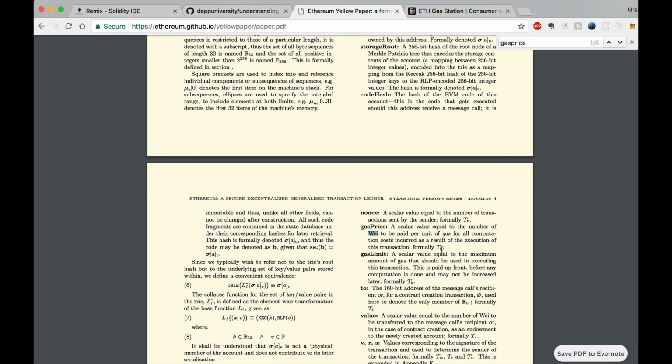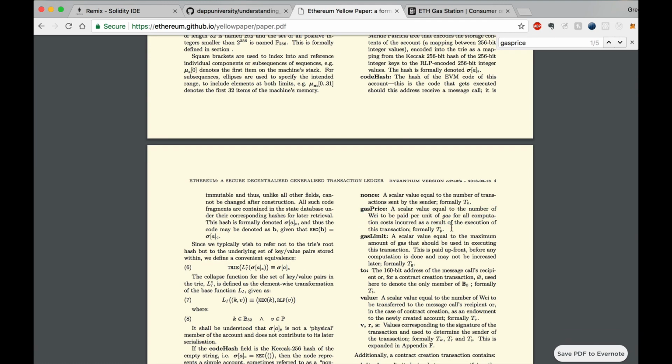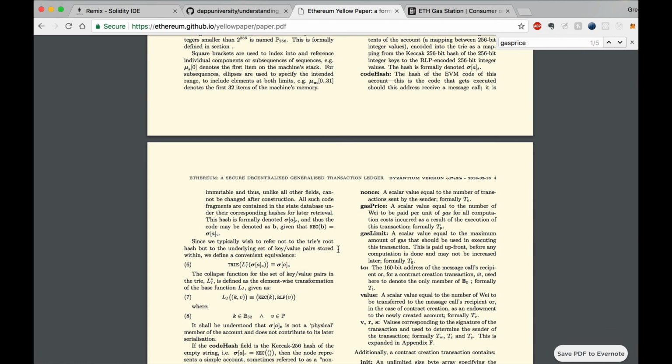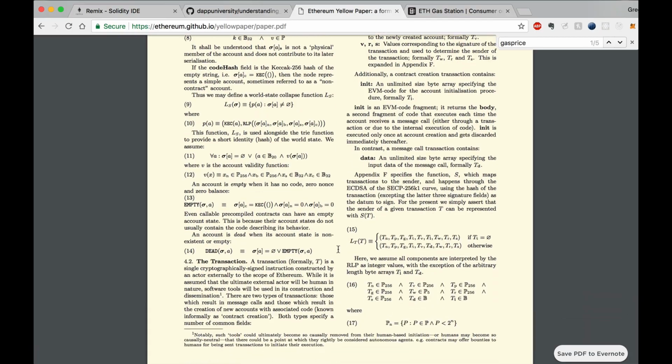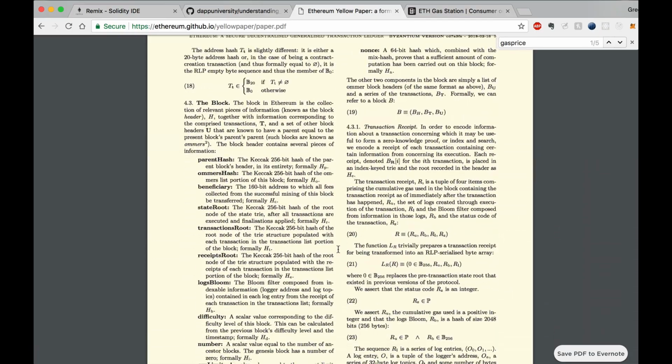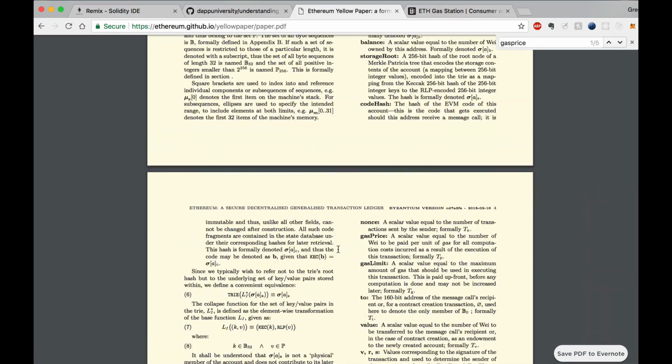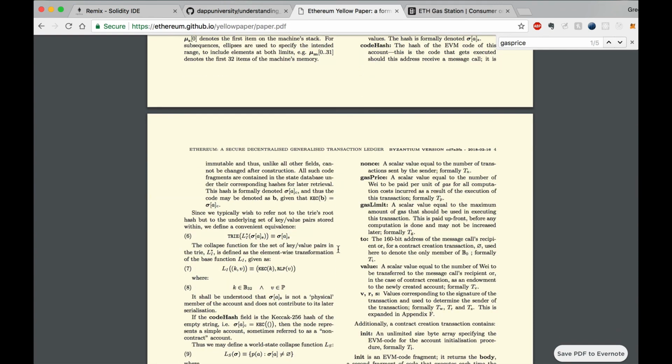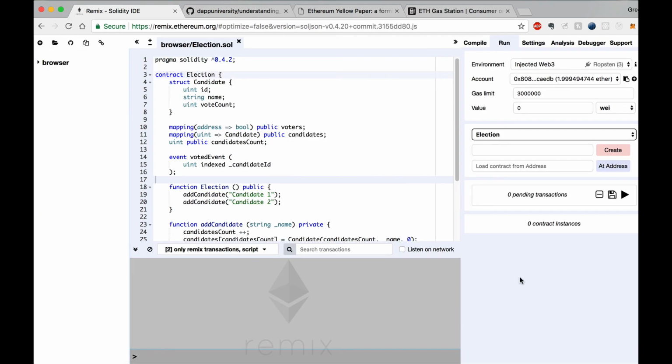But yeah, I've tried to distill these concepts down to more layman's terms. But feel free to poke around in the Ethereum yellow paper. It's very interesting. And like I said, you can go really deep really quickly. So don't fear if there are some things that are a little above your head. That's okay.